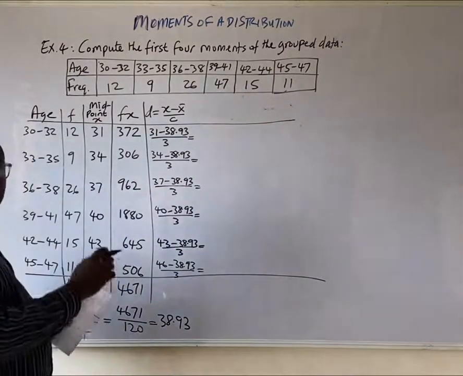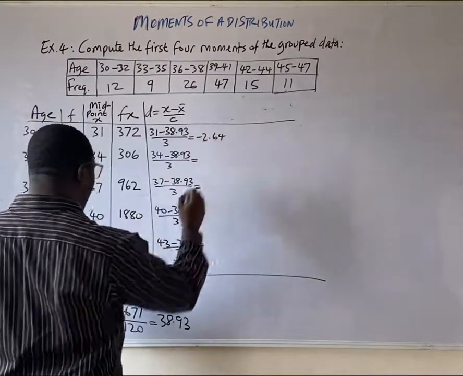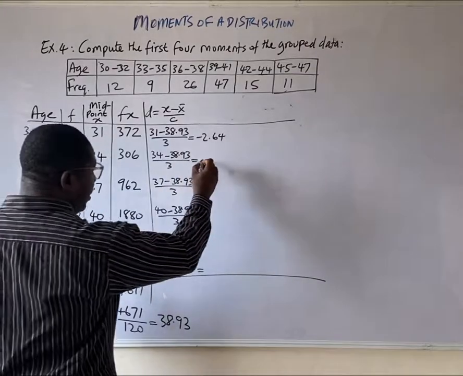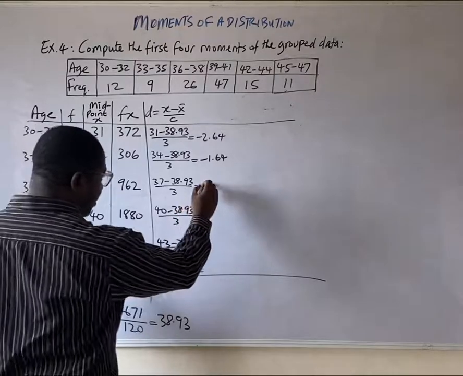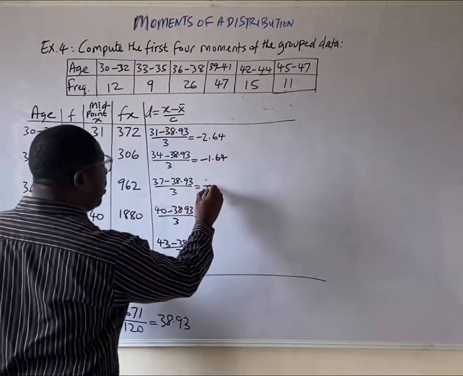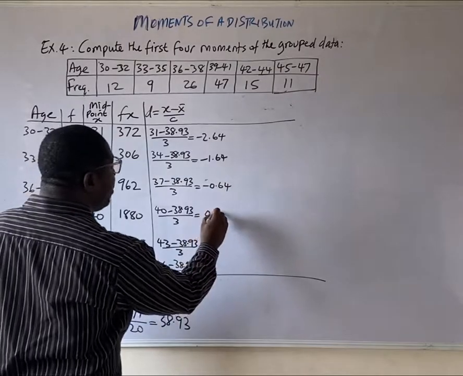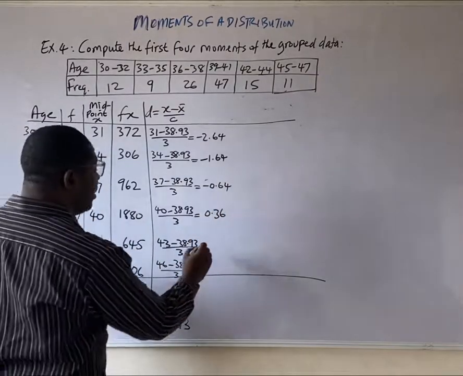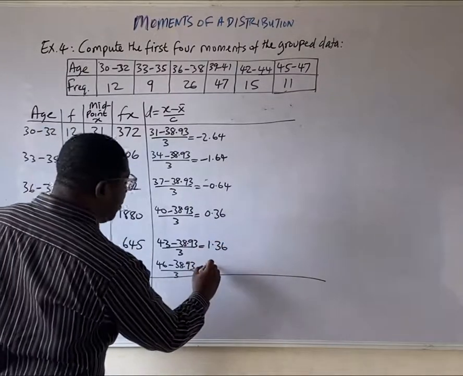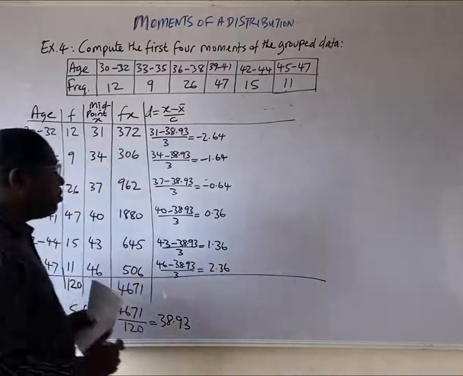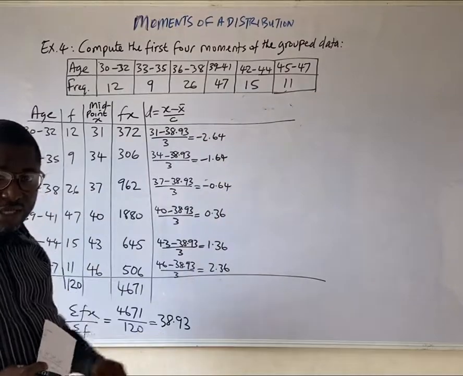Here, the first one, please do get along with me. What I have is minus 2.64. The next one is minus 1.64. The next one is minus 0.64. The next one is 0.36. The next one is 1.36. And the last one is 2.36. This makes sense in terms of the value of the deviation.